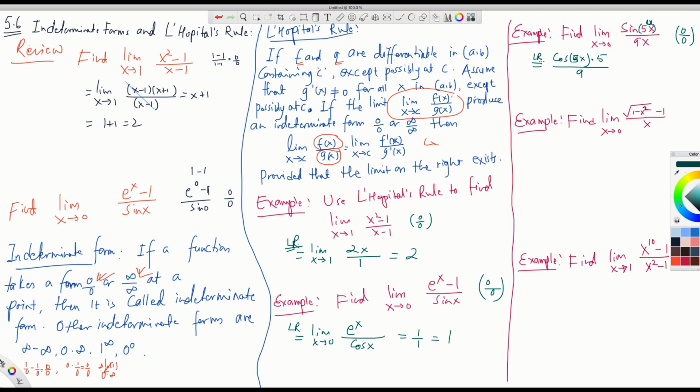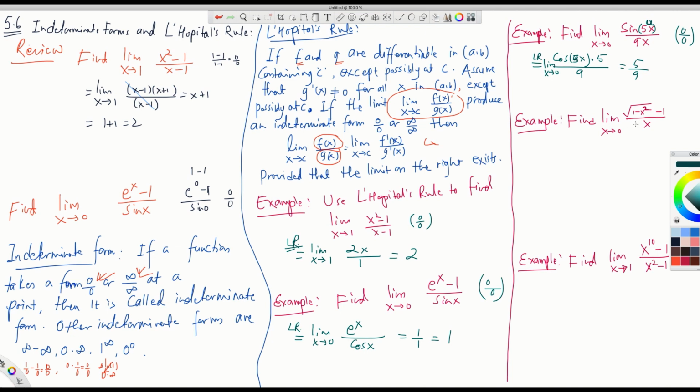Oh, I forgot to write the limit. Limit x tends to 0. If you plug in 0 here, what do you get? Cosine 5 times 0 is cosine 0, which is 1, right? So 5 times 1 is 5 over just 9. That is the final answer. So the limit becomes very easy. But you cannot use L'Hopital's rule for all limits. Only a limit that takes either 0 over 0 or infinity over infinity form can be found by using L'Hopital's rule.